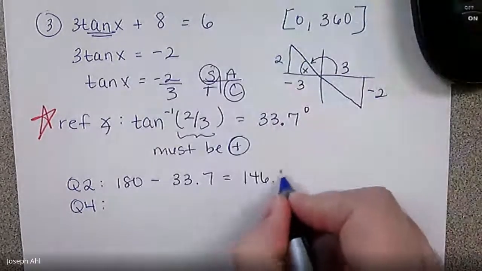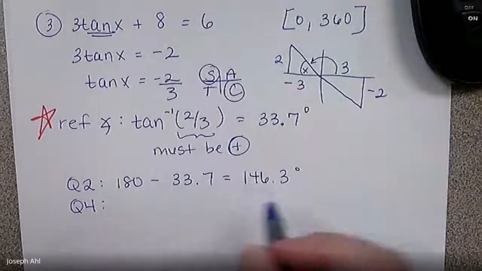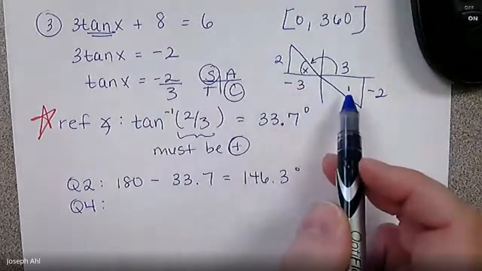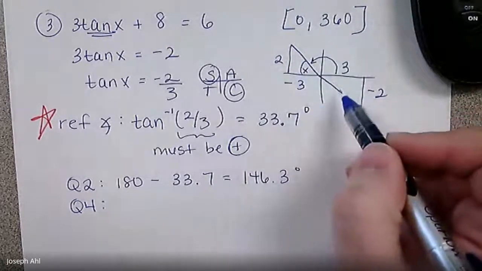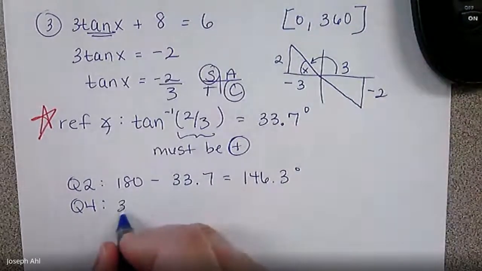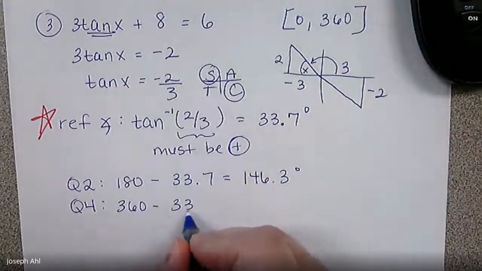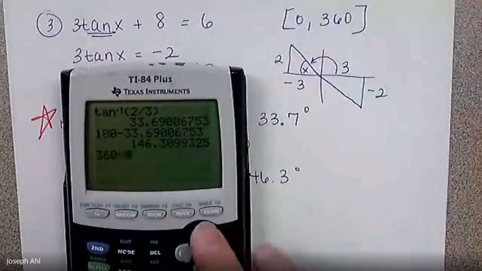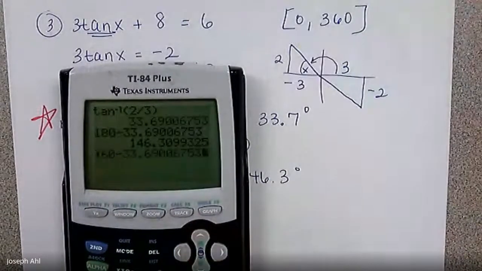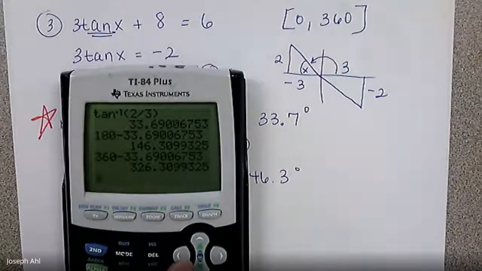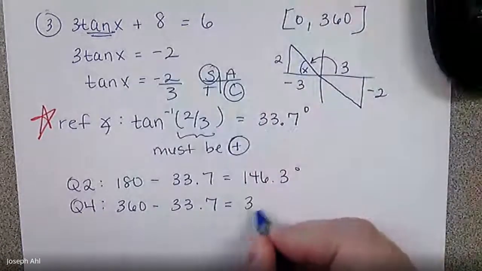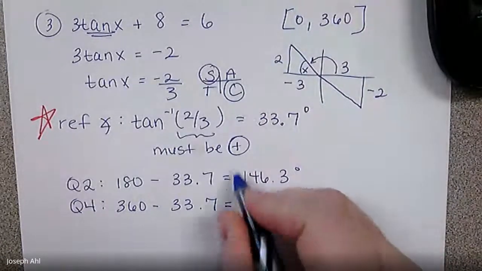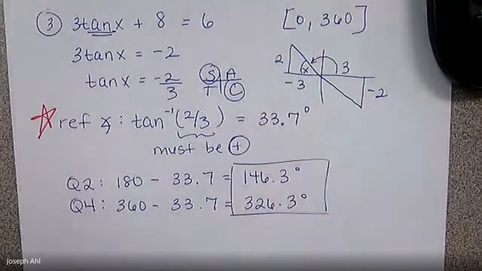So 146.3 is the quadrant 2 answer. We've already done quadrant 3, or actually quadrant 4, sorry. So that's 360 full circle, but subtract out the reference, 33.7. So 360 minus, just make sure if you're going to use the calculator, you actually take the reference angle and subtract it. So that's 326.3. So those are the two solutions to that linear trig equation with tangent in it.